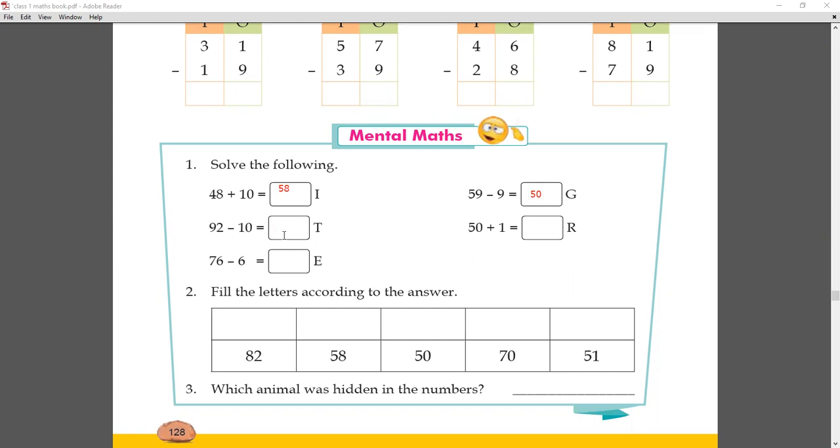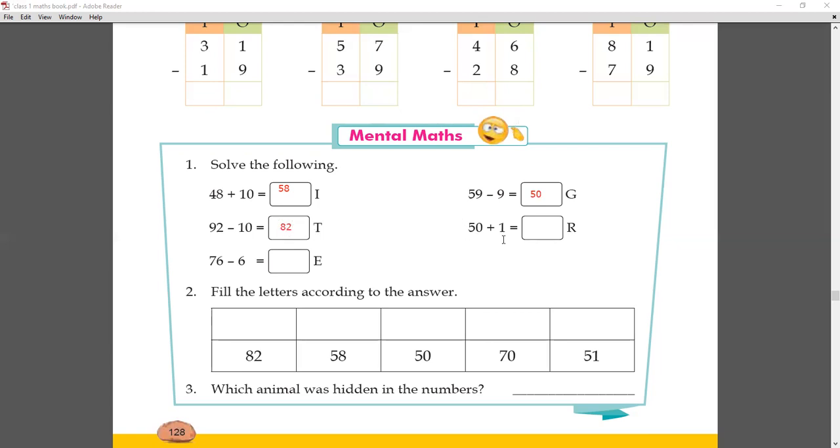Okay, now next is 92 minus 10. 92 minus 10, again minus means subtract, and when we subtract we count backward. So we take our 10 fingers and count backward. 92, 91, 90, 89, 88, 87, 86, 85, 84, 83 and 82. So what do we write here? 82.